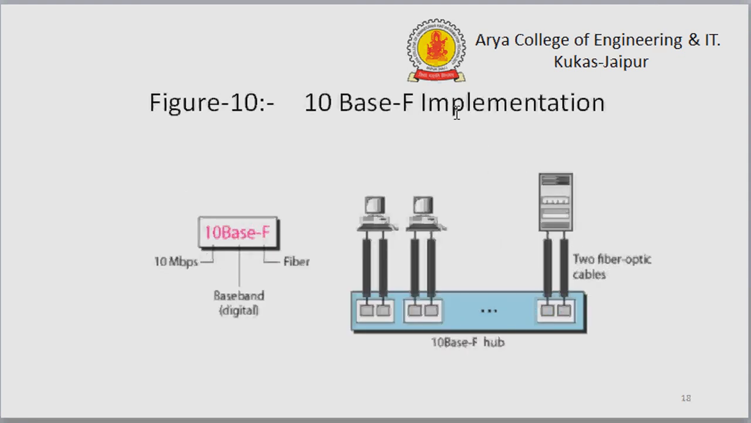Next diagram is for the 10BaseF implementation, where 10 stands for 10 Mbps speed, Base for baseband and F for fiber cable. This is the fourth implementation of traditional Ethernet. It uses the star topology for connecting stations to a hub. The transceiver is connected to the hub by using two pairs of fiber optic cables.